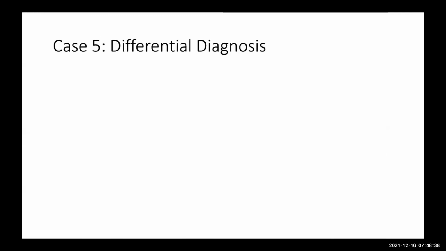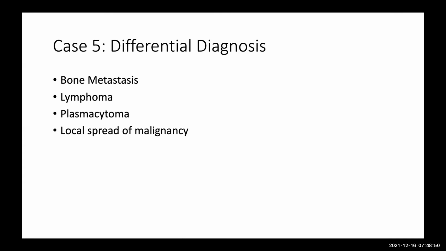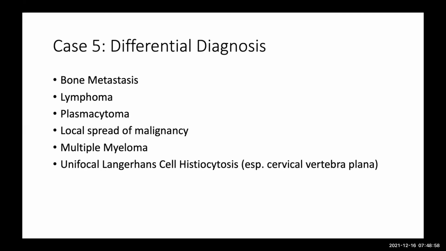Okay, I would add a few more to that. Bone metastases are common. He's young, he has no history of cancer, but there's other things like lymphomas, plasmacytoma, local spread of a head and neck malignancy, multiple myeloma, meaning there's more going on than we see on just the scan. And there's actually a rare, but for boards, unifocal Langerhans cell histiocytosis, especially presenting with cervical vertebra plana, which is what that essentially is at C4 with the vertebra collapsed. And infection, as you said, of course, should be on your differential.